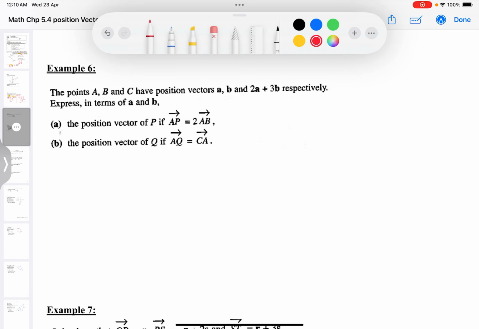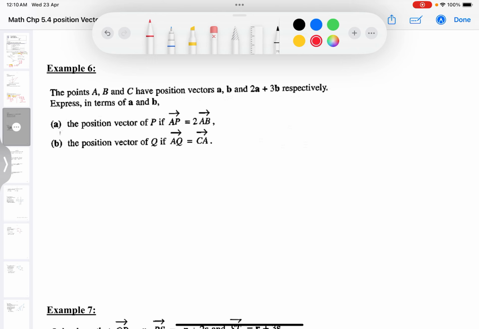Okay, I'll now discuss example 6. The points A, B, and C have position vectors a, b, and 2a plus 3b respectively. Expressed in terms of a and b, find the position vector of P if AP is equal to 2 of AB.